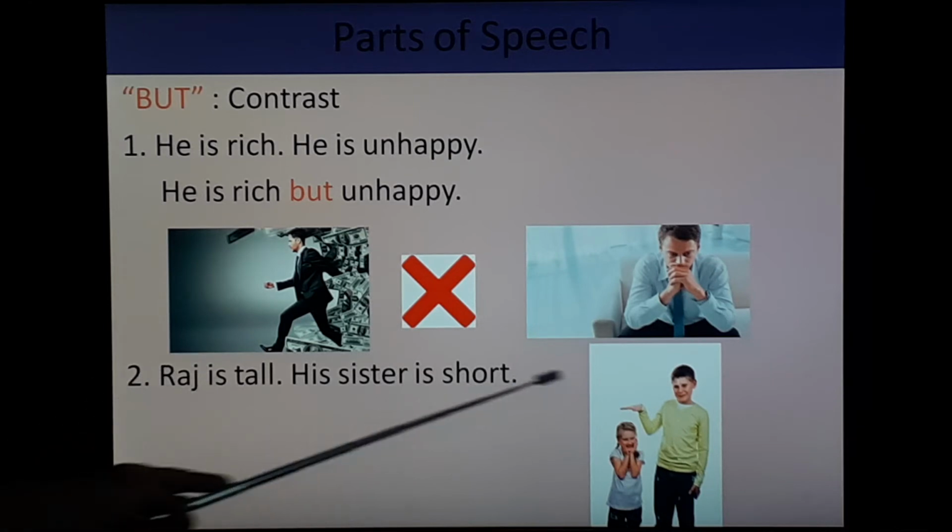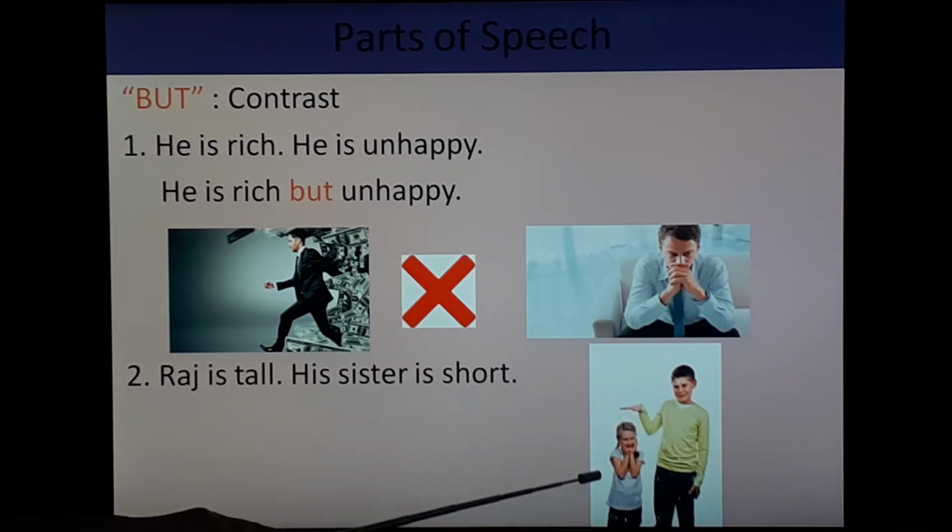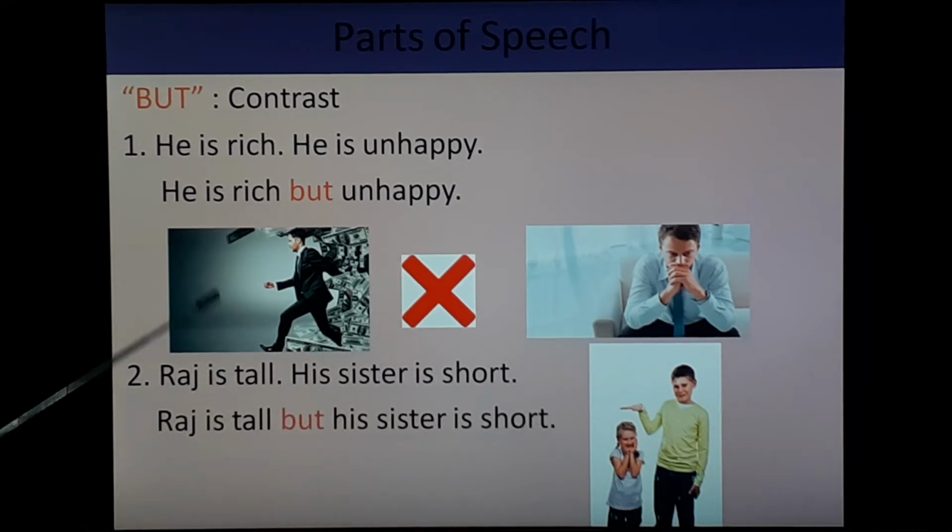Second, Raj is tall, his sister is short. So, tall, short, two words, two adjectives. So, these are opposite words. That is why we will put here but. We will join these two sentences with the help of but. Raj is tall but his sister is short. For that, here we will use the opposite sign.